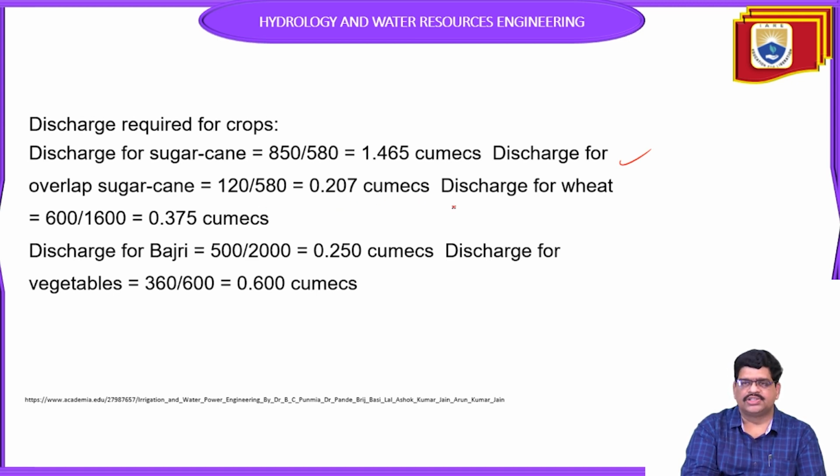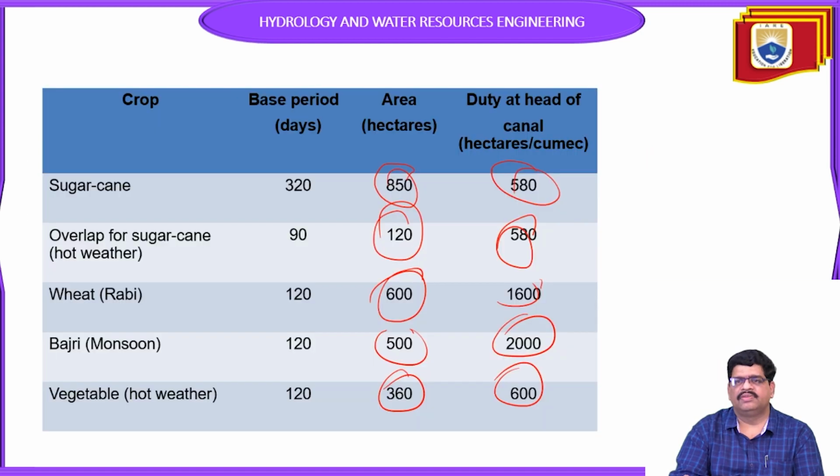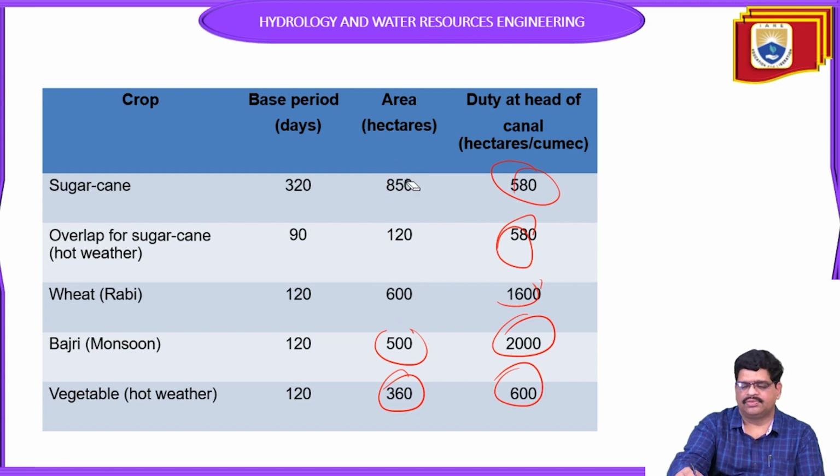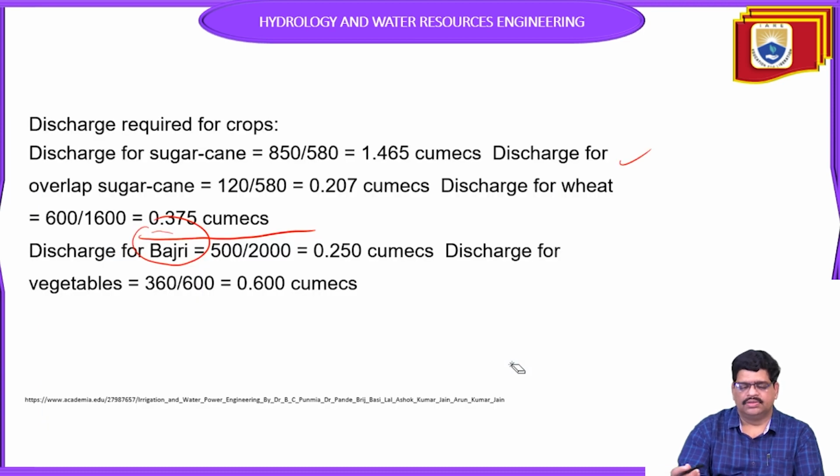Discharge for the wheat is 600 divided by 1600, that is equal to 0.375. Discharge for the barley is 500 divided by the duty. These are already given in the data, and you have to take the values from there. Next, vegetables is 360 divided by 600, that is equal to 0.60 cumec.